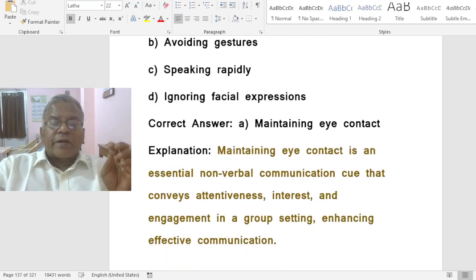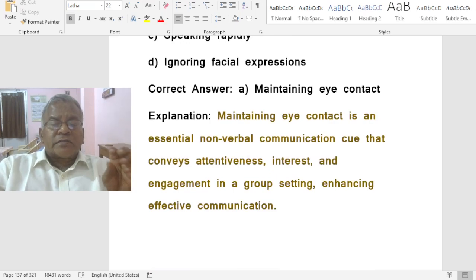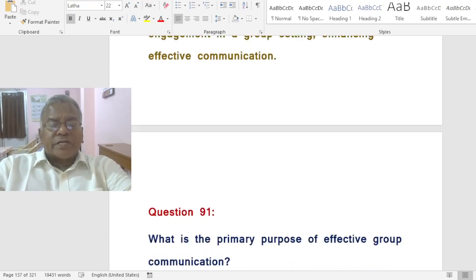Maintaining eye contact is an essential non-verbal communication cue that conveys attentiveness, interest, and engagement in a group setting, enhancing effective communication.